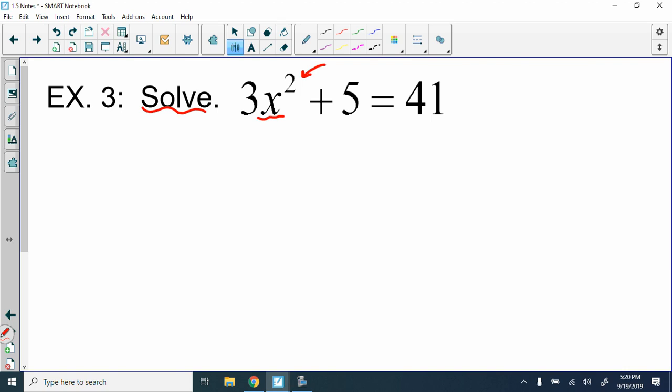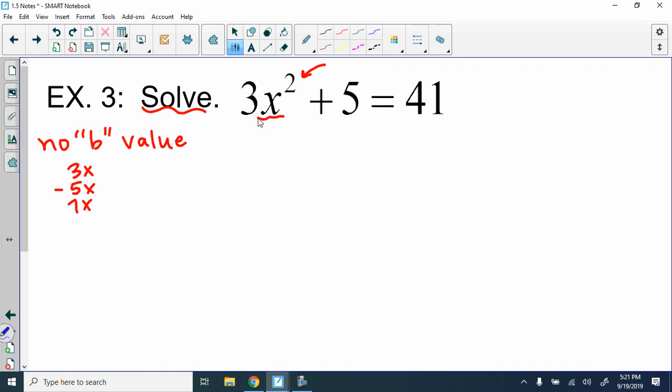Hopefully you notice that you don't have a b term. Okay, the 3 would be considered a, but the 5 and the 41, if we subtracted 41, we'd get minus 36. Okay, that would be our c value. So when there's no b value in my problem, meaning that I don't have anything like 3x, negative 5x, 7x, anything with just an x, then I can use this process called square roots.